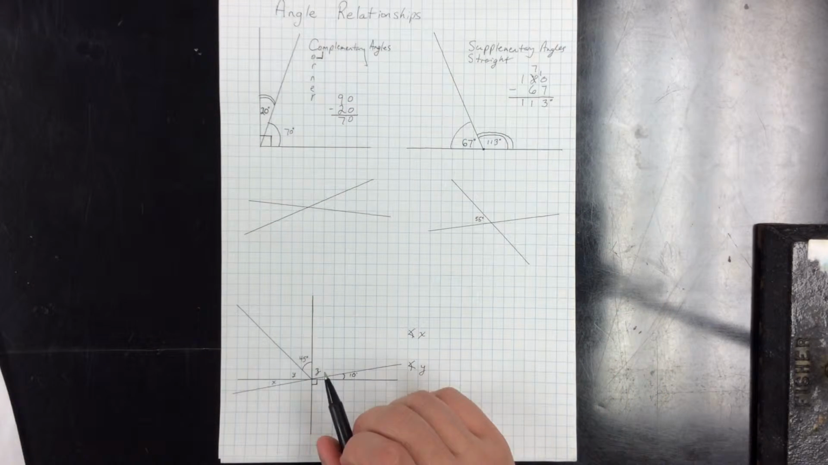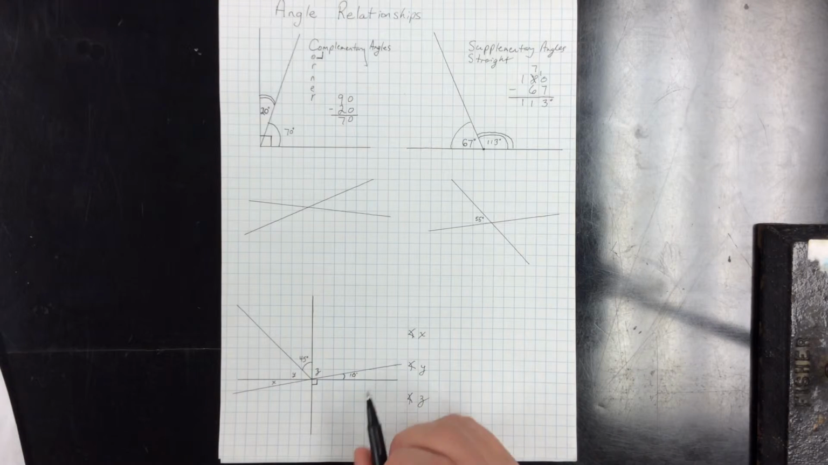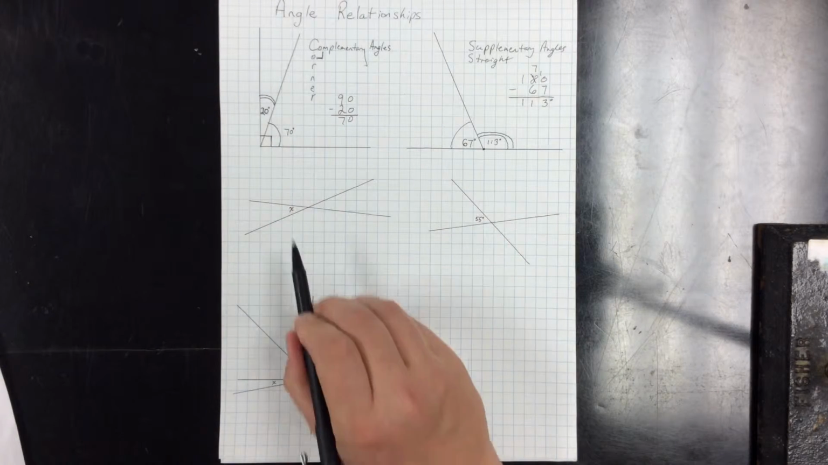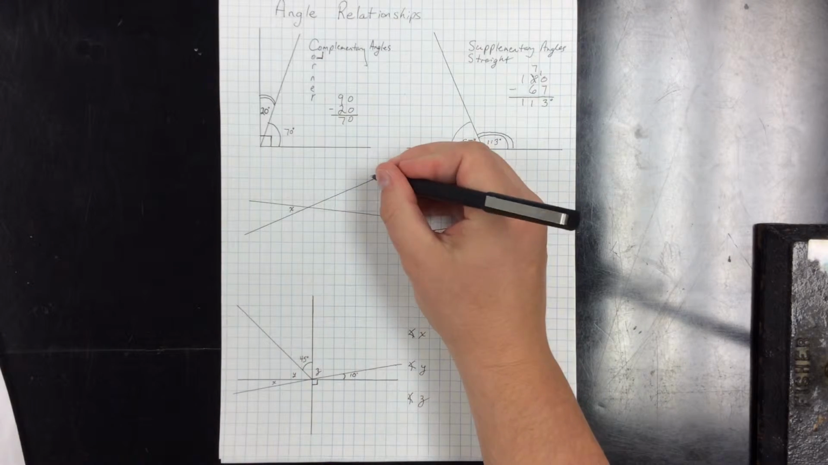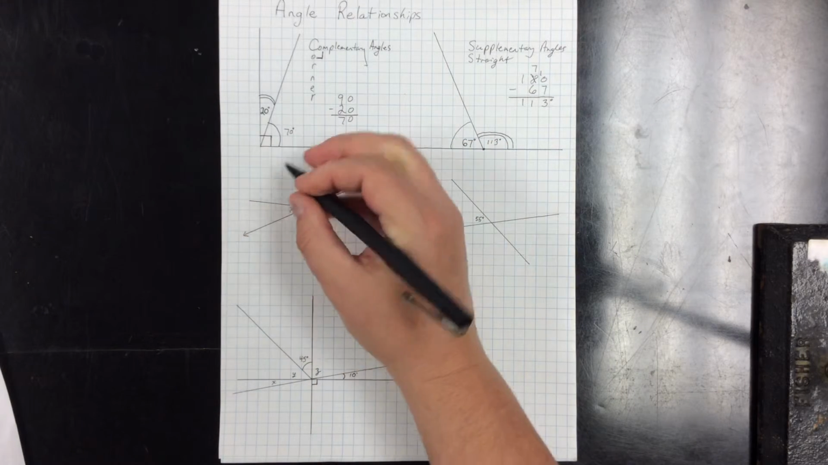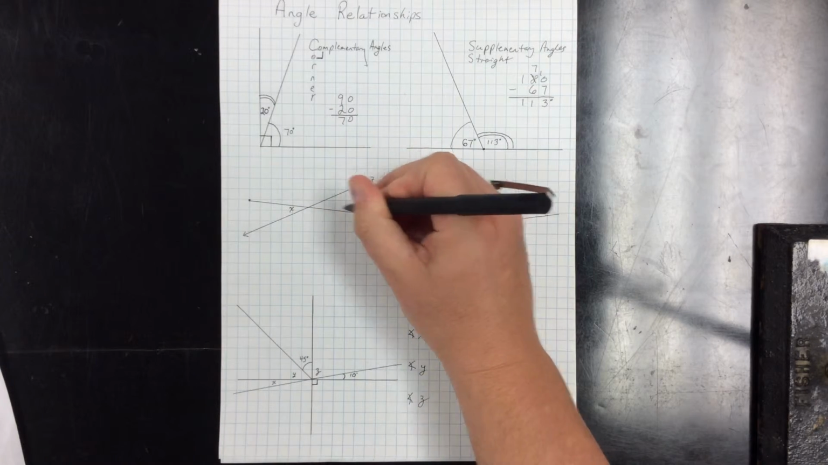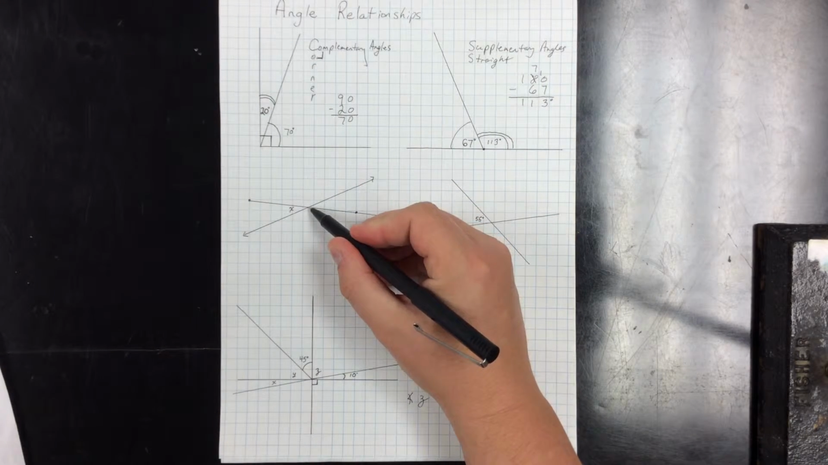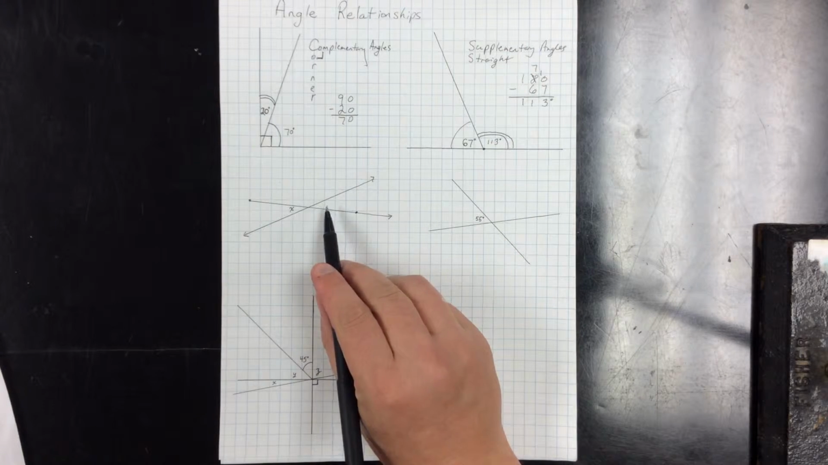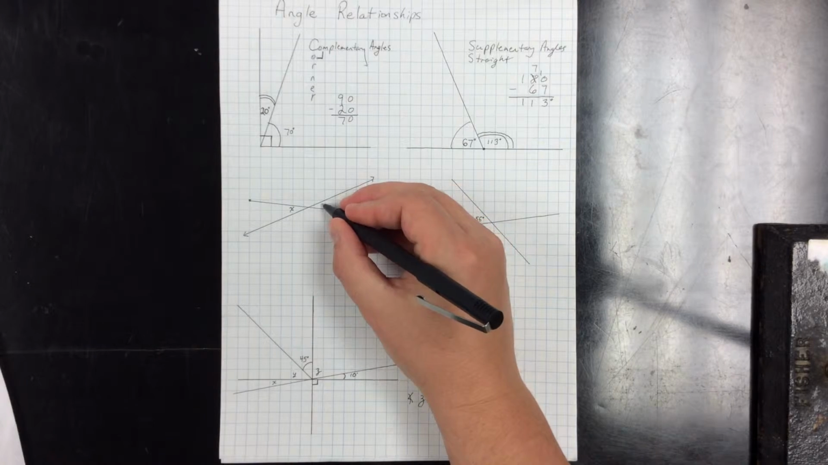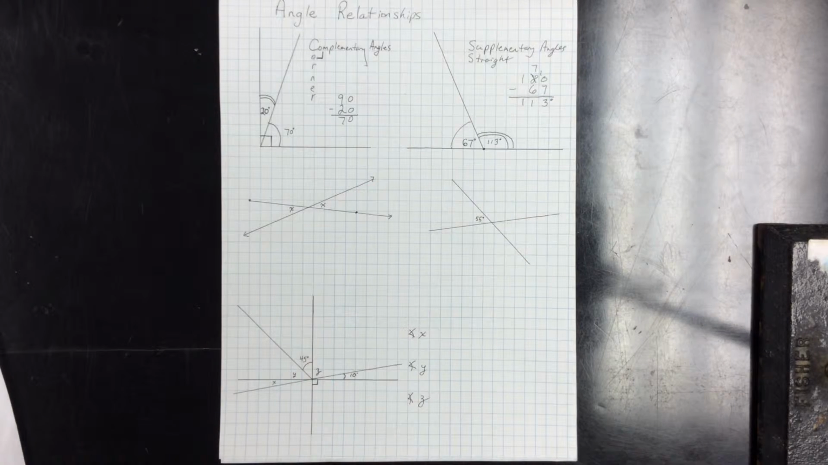Alright, the next angle relationship we're going to look at is opposite angles. Let's just start, we'll call this angle X. Anytime we have an intersection between lines, rays, or line segments, anytime we have an intersection point, we have opposite angles. If we go straight across the intersection, opposite each other, those two angles are equal to each other.